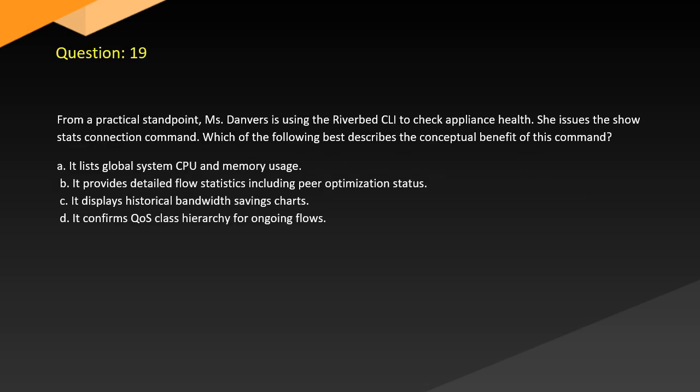Question 19. From a practical standpoint, Danvers is using the Riverbed CLI to check appliance health. She issues the show stats connection command. Which of the following best describes the conceptual benefit of this command? A. It lists global system CPU and memory usage. B. It provides detailed flow statistics including peer optimization status. C. It displays historical bandwidth savings charts. D. It confirms QoS class hierarchy for ongoing flows.